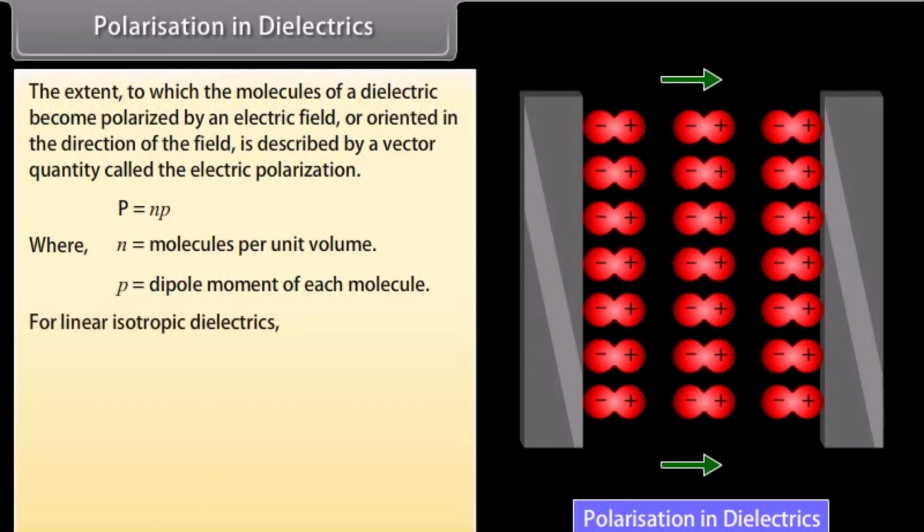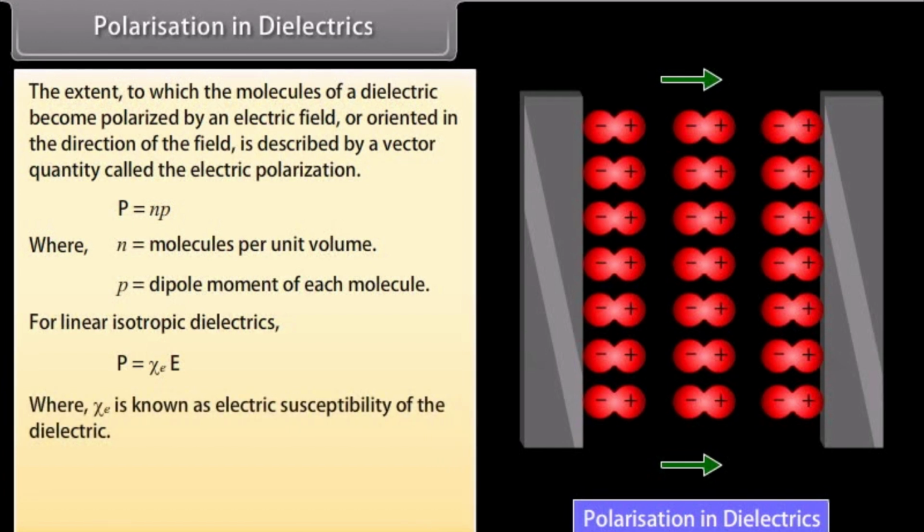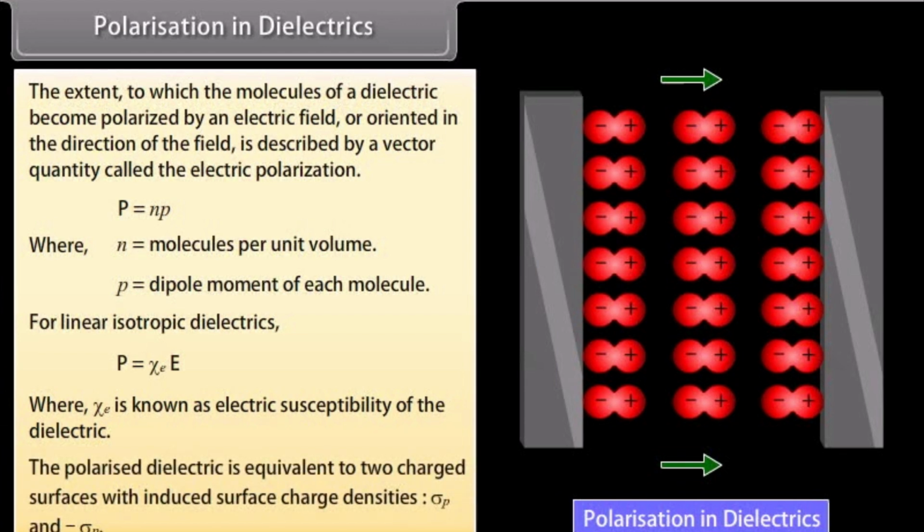For linear isotropic dielectrics, P is equal to the product of Xi and E, where Xi is known as electric susceptibility of the dielectric. The positive ends of the dipoles remain unneutralized at the right surface and the negative ends at the left surface. The unbalanced charges are the induced charges due to the external field. The polarized dielectric is equivalent to two charged surfaces with induced surface charge densities positive sigma p and negative sigma p.